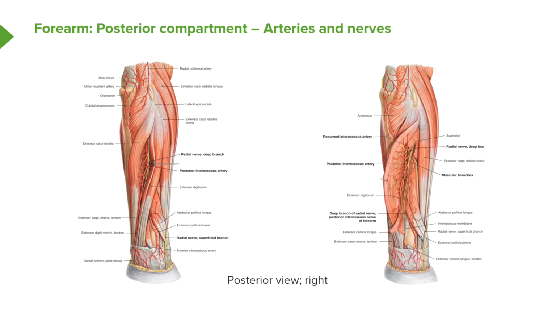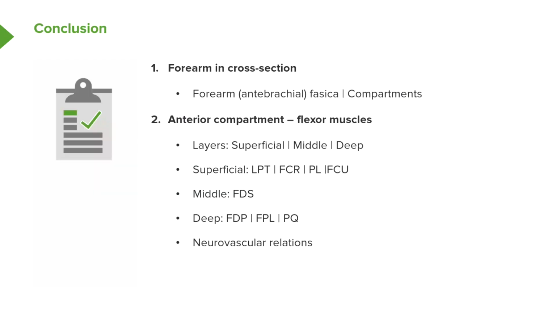So if we then look at the posterior compartment, we can appreciate some important nerves which are located here. Most of these arteries are going to be a direct continuation of the brachial artery. So here we can see we have various tributaries running along the posterior compartment. So we can see the posterior interosseous artery, and that's coming from the radial artery. And then we can see here we've got the radial nerve that's passing into the posterior compartment to supply all of these muscles. They're running in the posterior compartment.